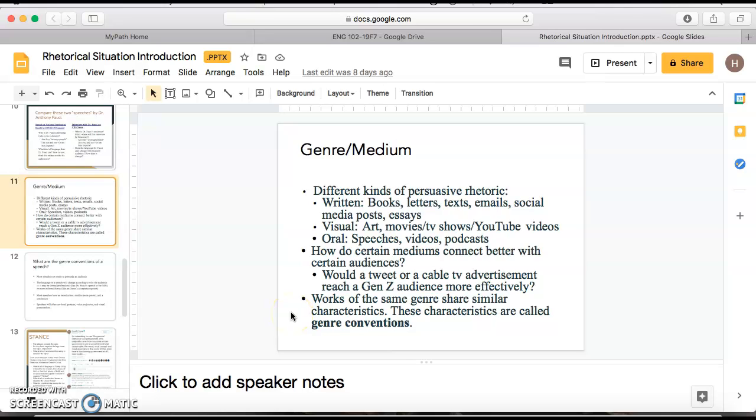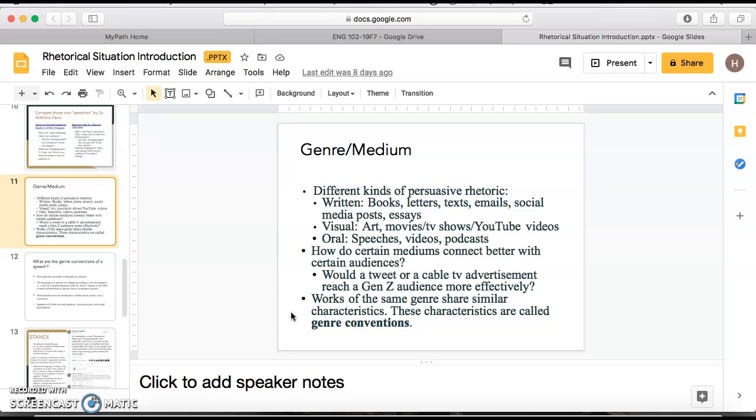So genre conventions are characteristics that all of the works of the same genre basically share. If you're going to a movie, every single time, no matter what movie it is, you're going to see video on the screen. There's going to be audio, there's going to be music behind the characters' voices, usually instrumental at different points. You know that it's going to be on a huge screen and it's usually going to be high def. Those are all genre conventions of movies.